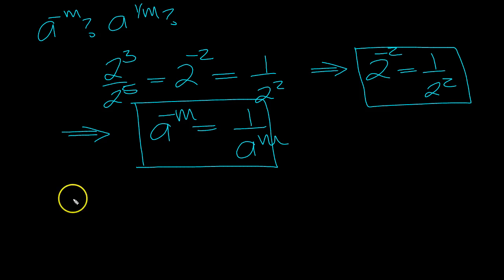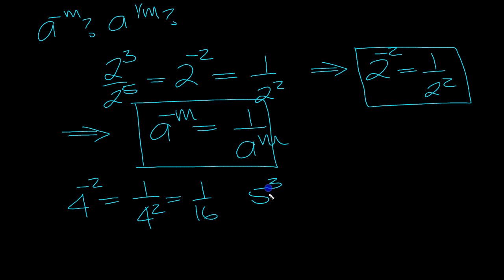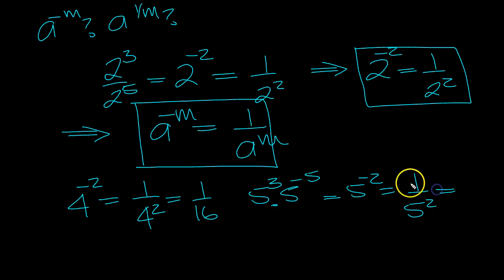So for example then, 4 to the minus 2 would be 1 over 4 squared, that's what it is, which is 1 over 16. 5 to the 3 times 5 to the minus 5, times, you add, is 5 to the minus 2, because 3 plus minus 5 is minus 2. And that's 1 over 5 squared, isn't it? Using this property, which is 1 over 25. So that's a to the minus m then.